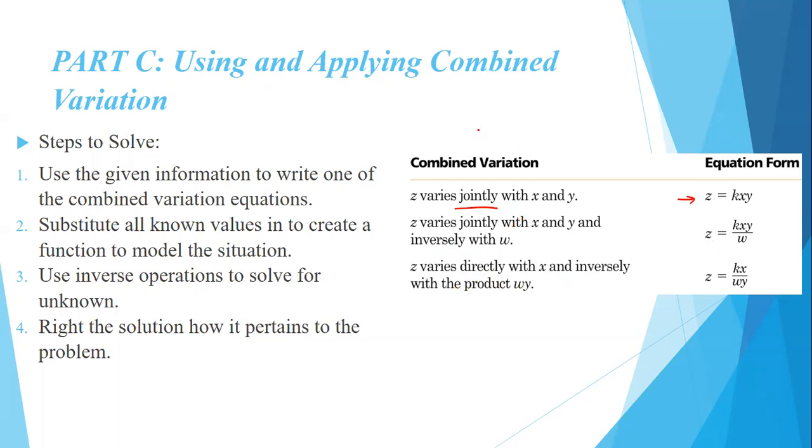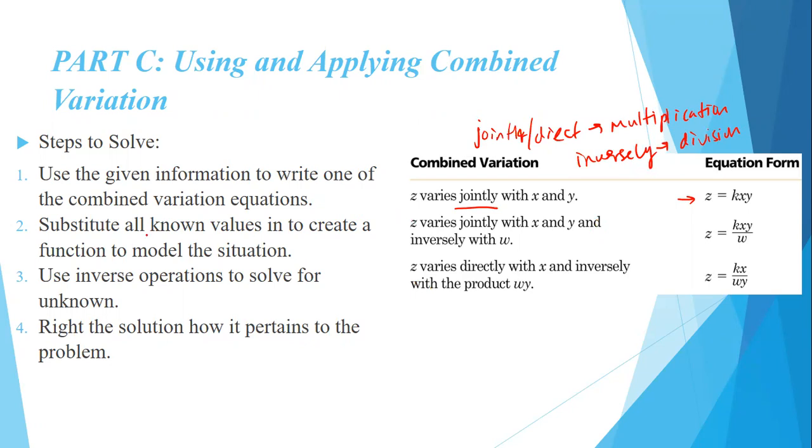So the key things to take away here are that jointly and direct are going to imply multiplication, and inversely implies division. That got really jumbled in there, but inversely implies division.